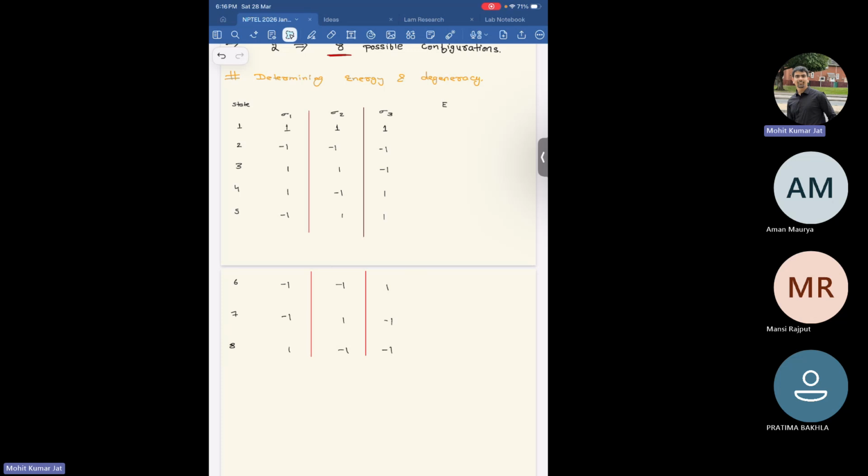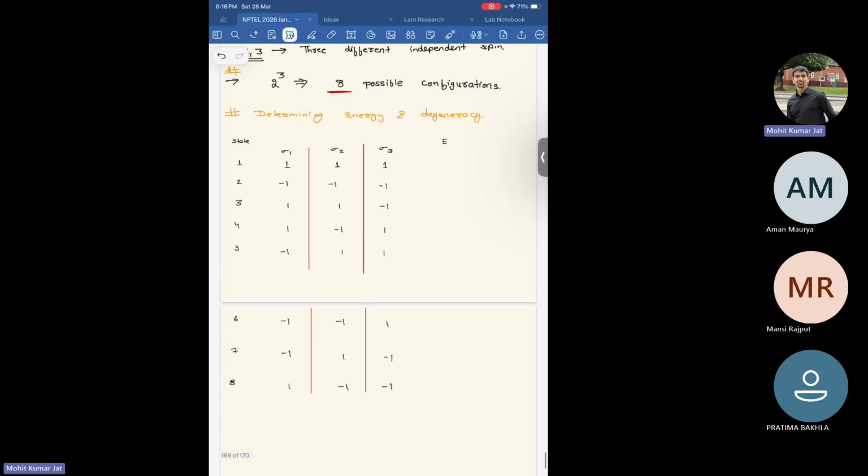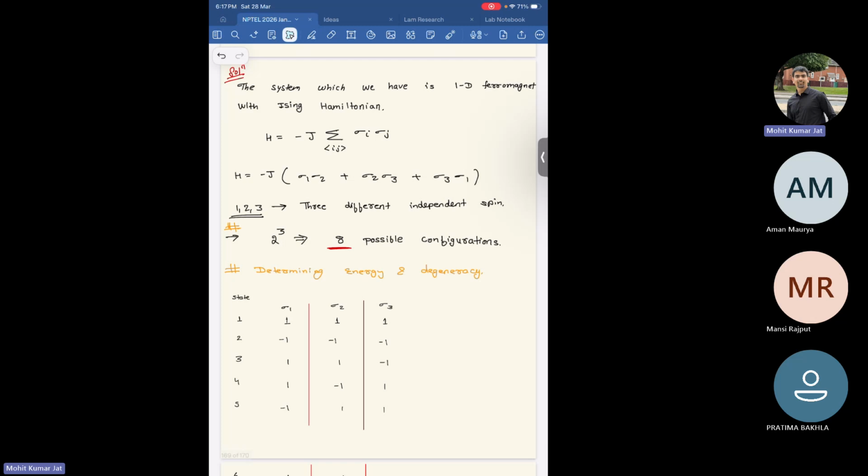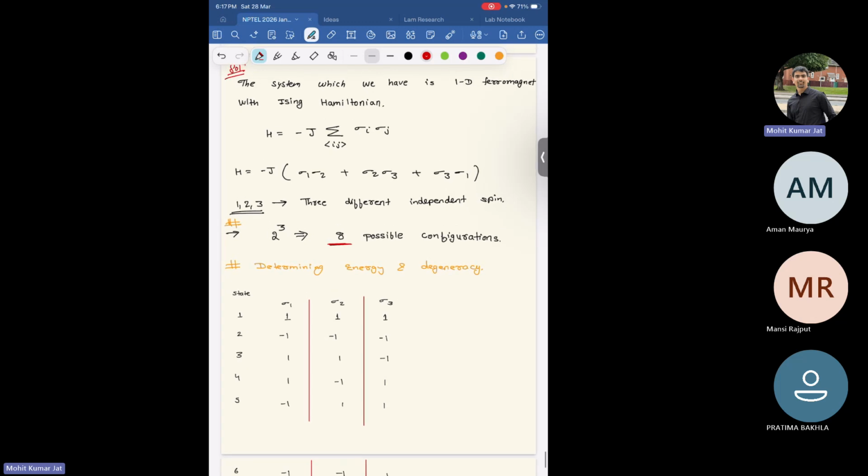Yeah. So this is sigma 1, sigma 2, sigma 3. But now if you look into the Hamiltonian, it is sigma 1 sigma 2, sigma 2 sigma 3, and sigma 3 sigma 1. It's multiplication. So let's write the column for energy. So the energy is minus J times sigma 1 sigma 2 plus sigma 2 sigma 3 plus sigma 3 sigma 1. Let's compute the energy now.